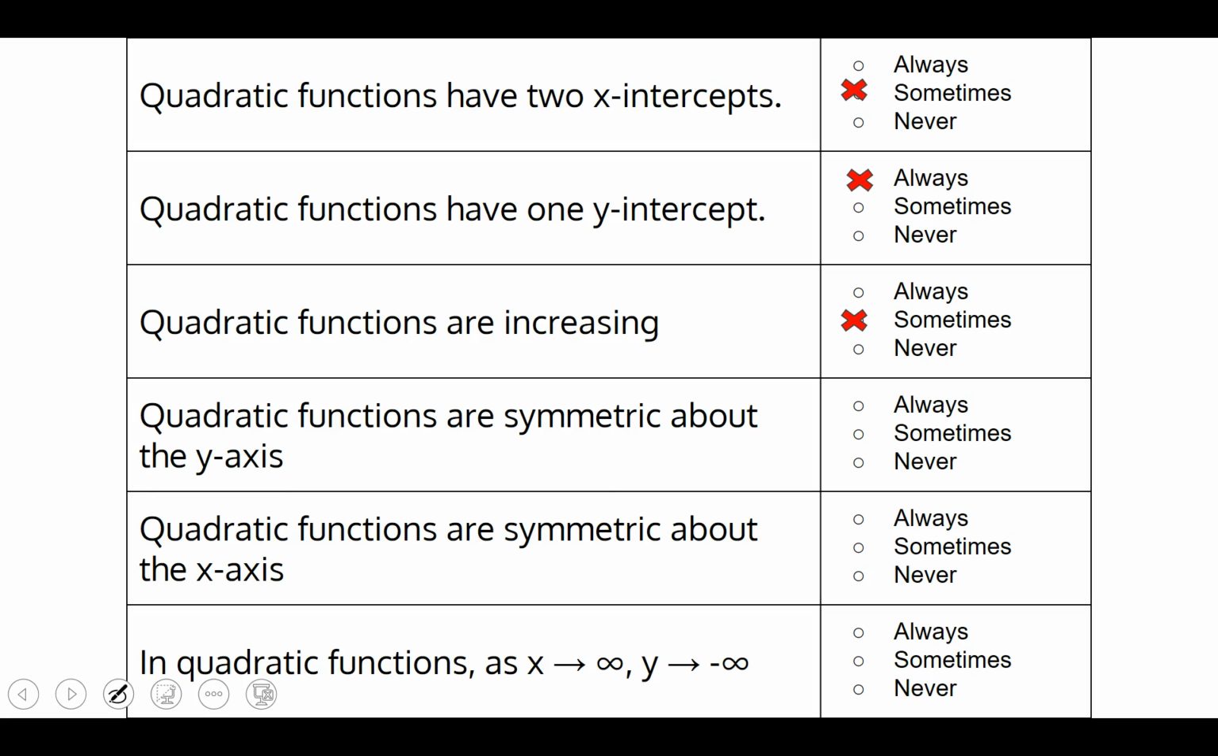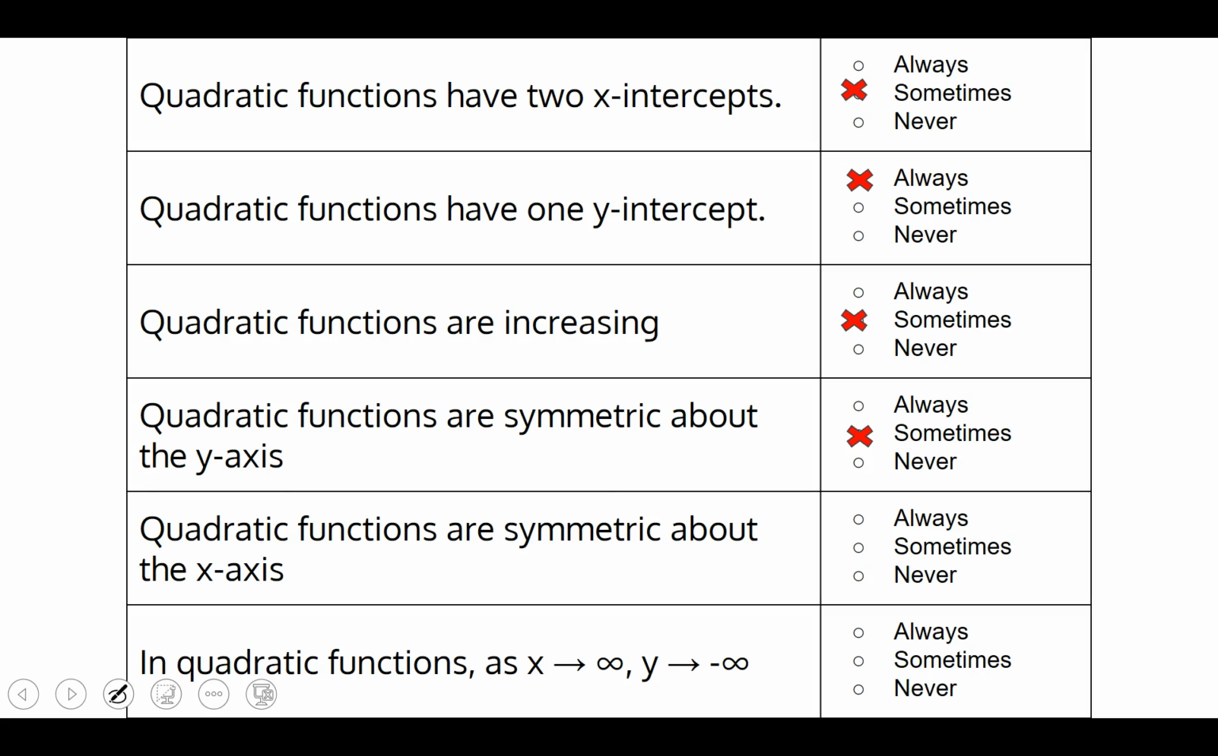All right, quadratic functions are symmetric about the y-axis. Never. This is sometimes. So this is if there's no horizontal shift. Okay? If from the parent function where my vertex is 0, 0, if it only gets shifted up or down, it's still on the y-axis. It only is not going to be that way if it got shifted left or right. So sometimes it is still on the y-axis.